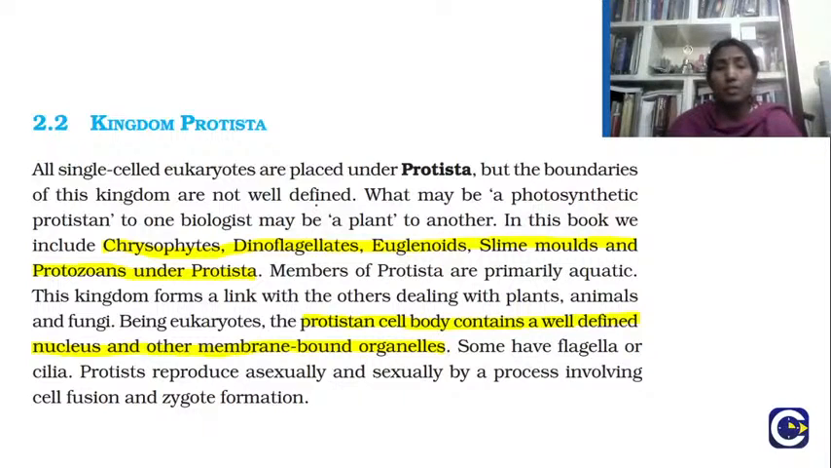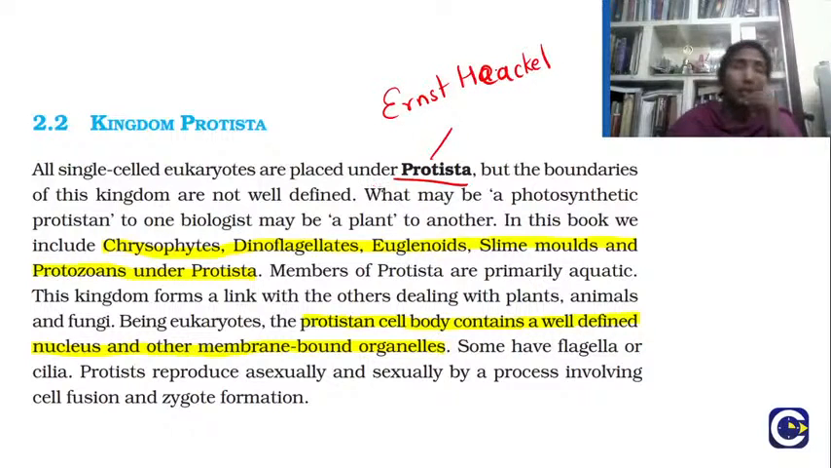So this was first the term Protista. It was put forth by a German biologist. His name was Ernst Haeckel. This they can ask in the exam, Haeckel. So all single celled eukaryotes we have put under the kingdom Protista. So there was no correct boundary. So chrysophytes, dinoflagellates, euglenoids, slime molds, protozoans, all were put under the Protista.